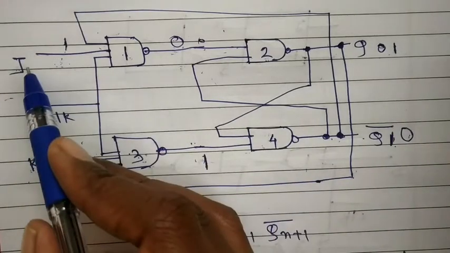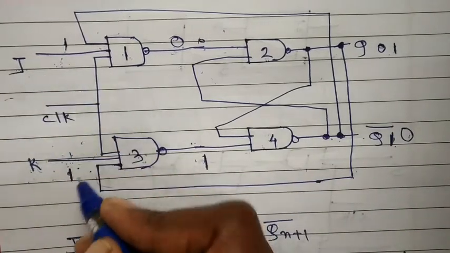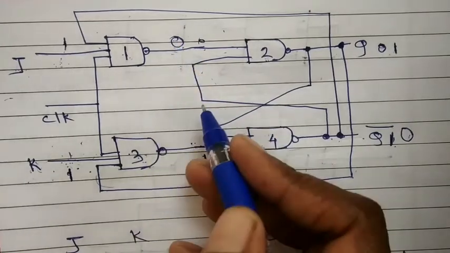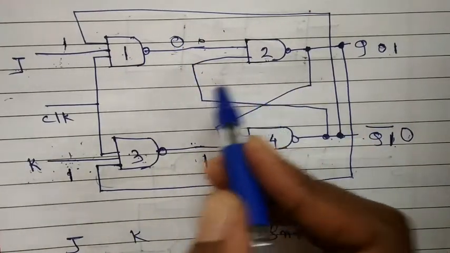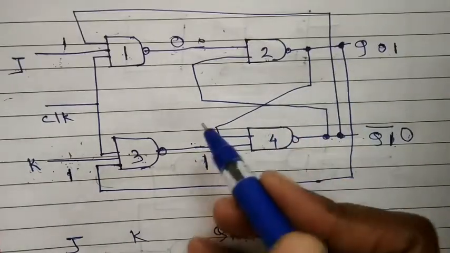The third case, if J is 1 and K is 0, this will be 1 and this will be 0. Same like again the SR flip-flop, I mean to say the SR latch, the output will be generated.